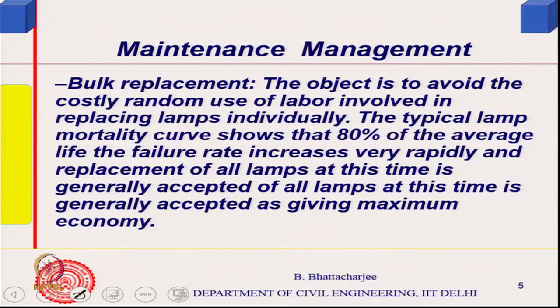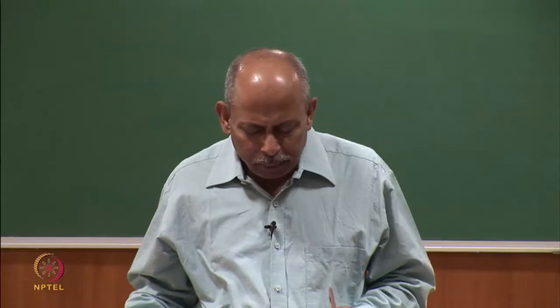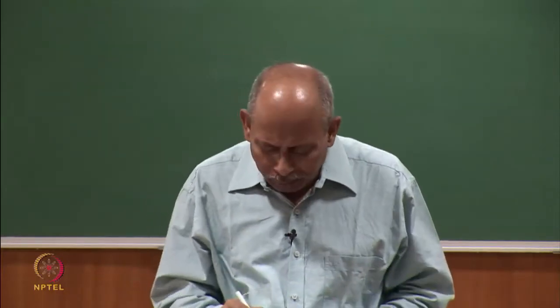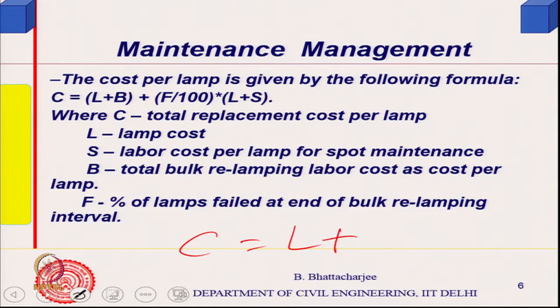So, the mortality curve would show that after 80% of average life, the failure rate increases very rapidly. That is what I was mentioning. And it is generally accepted that, if I want to find out the economy, possibly at 80 or 75% survivor, maybe I replace all of them. Let us see how it is. So, we define, as I said, spot replacement cost C equals L plus S.